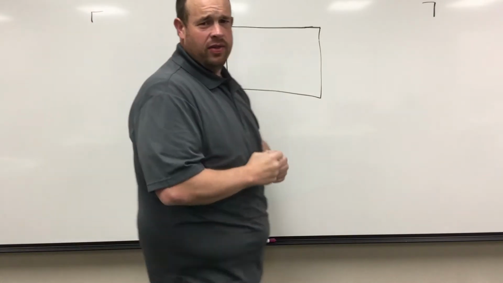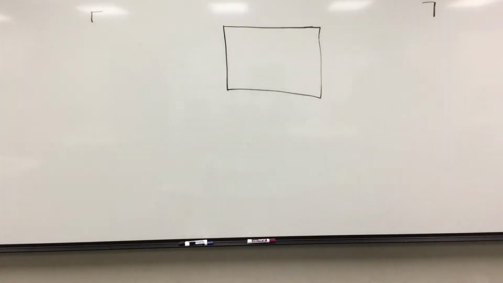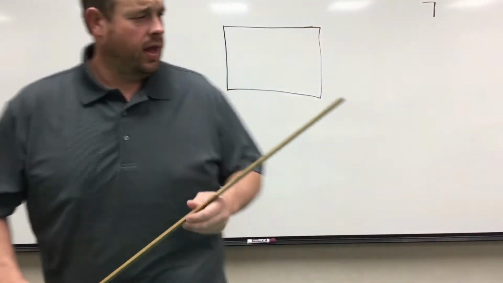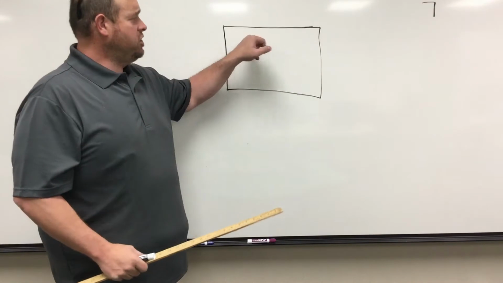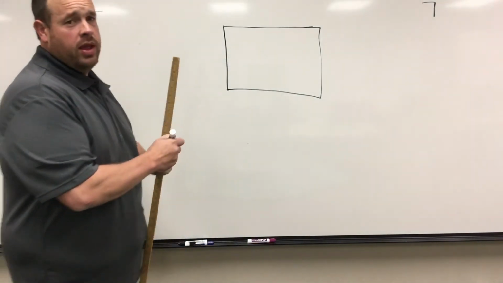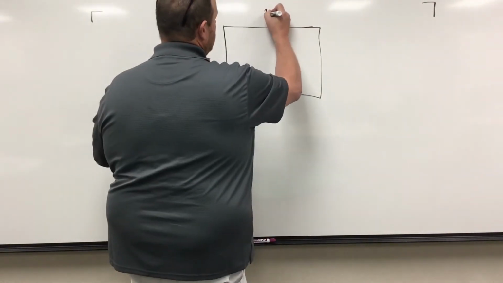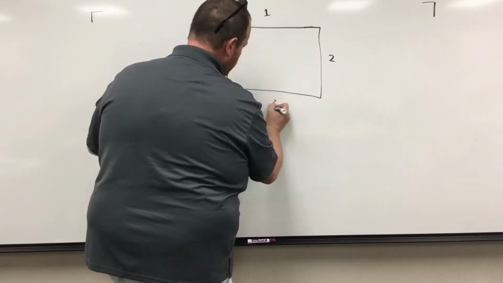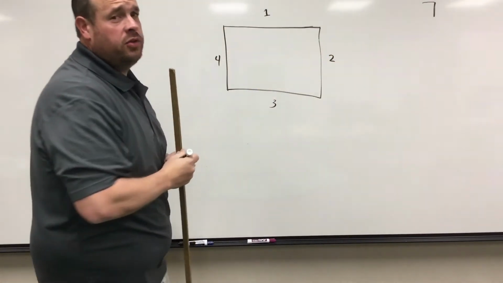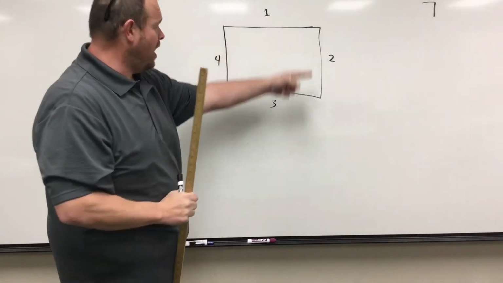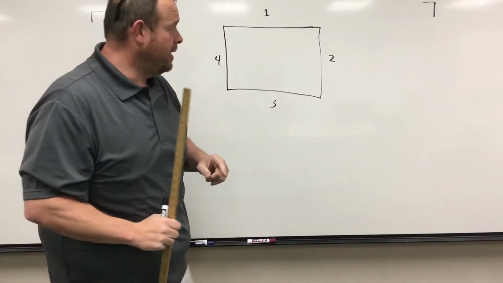So if I was going to find the perimeter of this, hang on one second, forgot my yardstick. What I would need to do is measure each of these sides. So let's say this is side 1, side 2, side 3, and side 4. And what I need to do is measure all these sides and add them together.